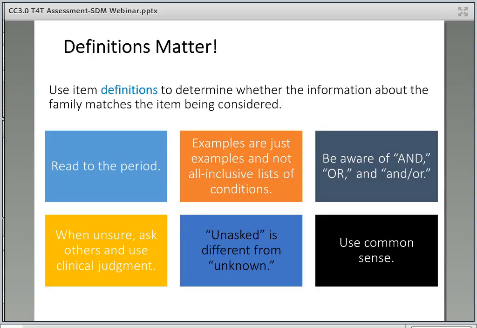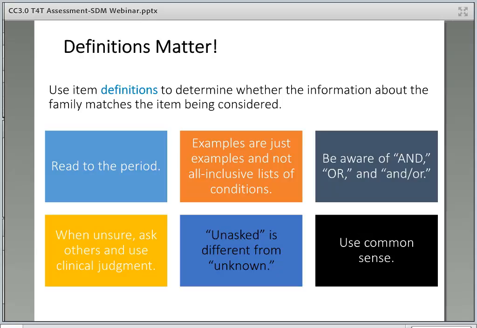Here are some tips for using definitions in the SDM model. First, read to the period, which means read the entire stem of the definition. One common mistake is taking a phrase or a piece of a definition and then applying the definition inappropriately. Second, as in the definition of historical information, when you see a big "and," it means that the circumstances stated on both sides of the "and" must be true in order for the definition to apply. When you see a big "or," it means one or the other circumstance must be true in order for the definition to apply.